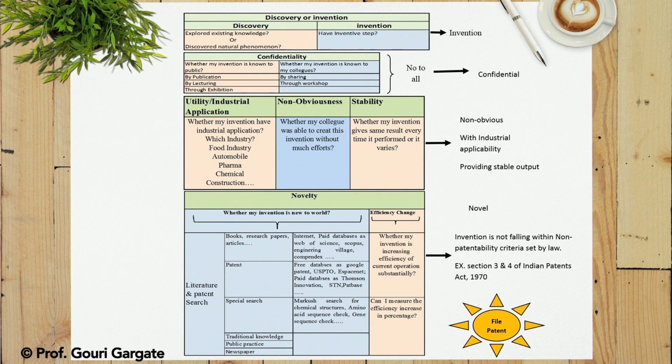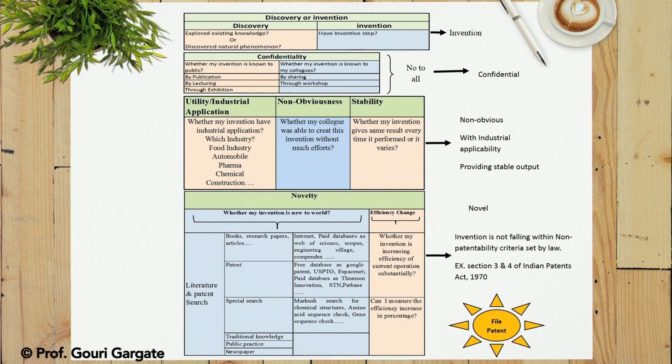So, this is one of the criteria, but obviously industrial application, non-obviousness and novelty are the primary, very important criteria. Stability is one more aspect you can check. Whatever outcome comes from the first and then say the 10th run in the machine case, the result must be the same. So, non-obviousness with industrial applicability, providing a stable output. The next is novelty. And what is the meaning of novelty? We have seen that earlier, right.